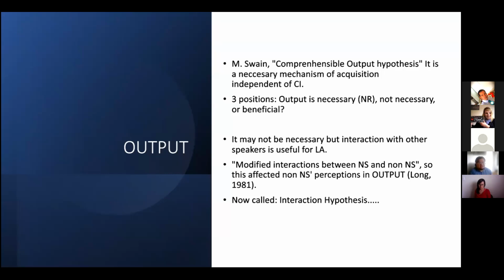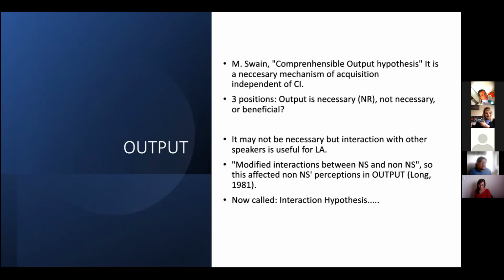and non-native speakers. Okay, when a native speaker communicates with a non-native speaker, the native speaker's output becomes the non-native speaker's input. Okay, so it's going to affect the non-native speaker's perception in output. That's what Long says in 1981. And he focuses more on second language acquisition, not native speakers among native speakers, but speakers from other countries. Okay, let me rephrase this part. Let me repeat this part.